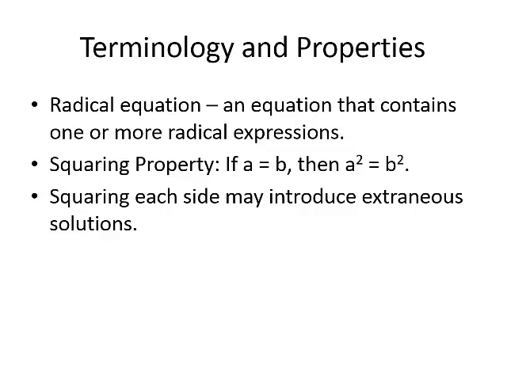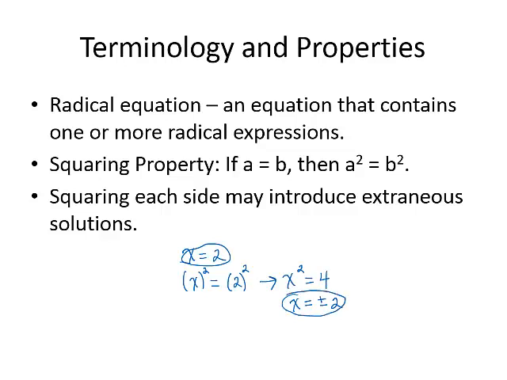Here's a very simplistic example. Let's say I have x equals 2, and I square each side to get x squared equals 2 squared, or x squared equals 4. To solve x squared equals 4, I have to apply the square root property, which gives us x equals plus or minus the square root of 4, which is plus or minus 2. So my original equation, x equals 2, had only one solution. The squared equation has two solutions.